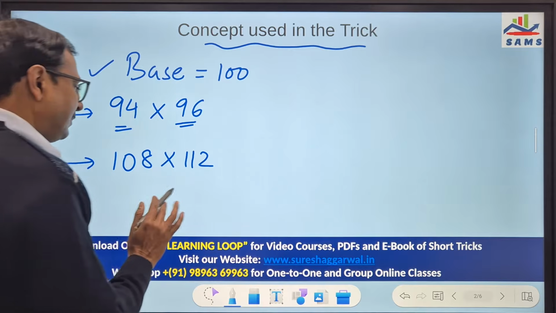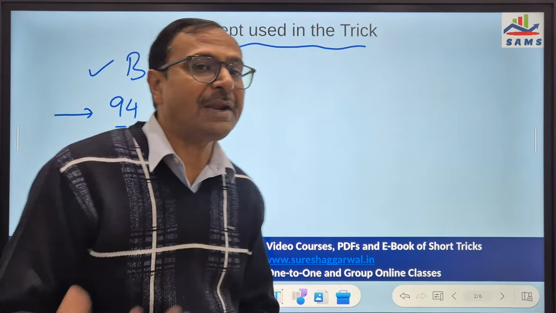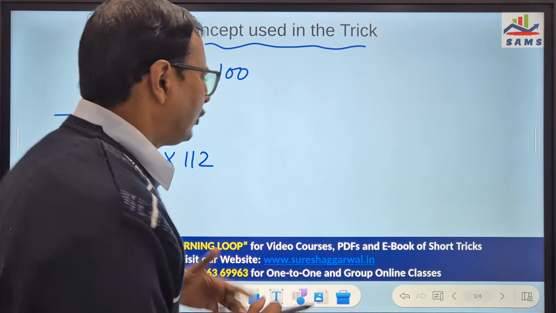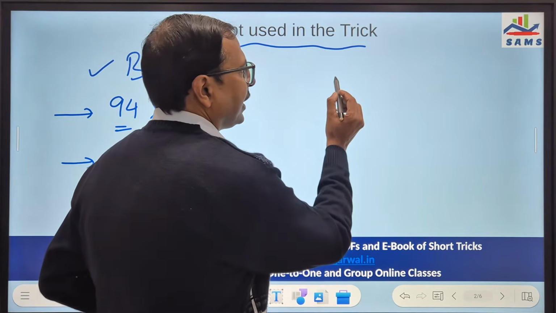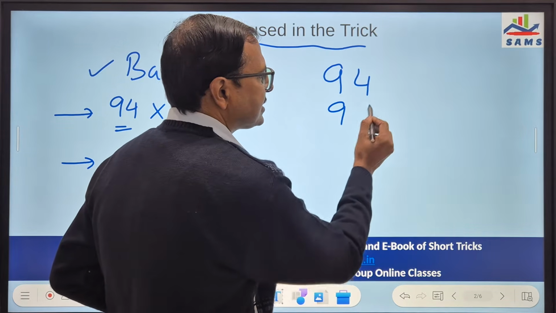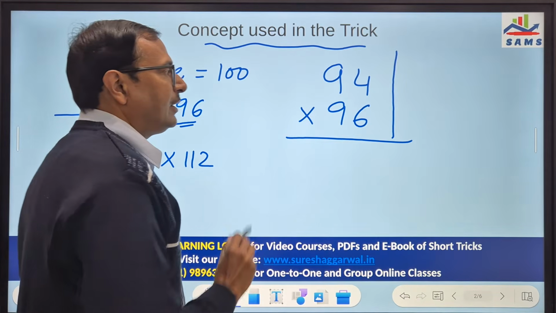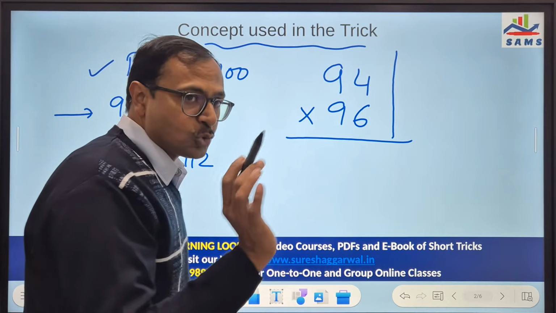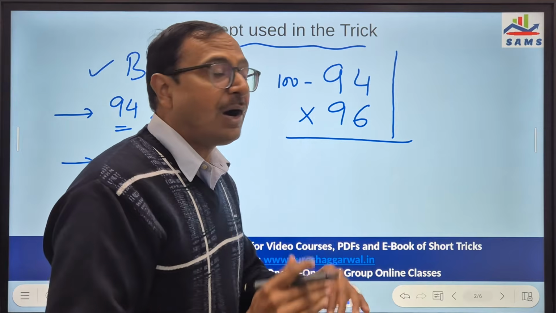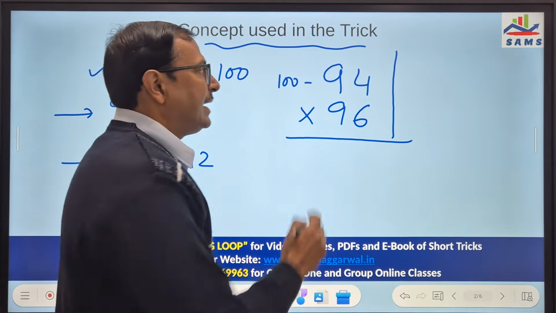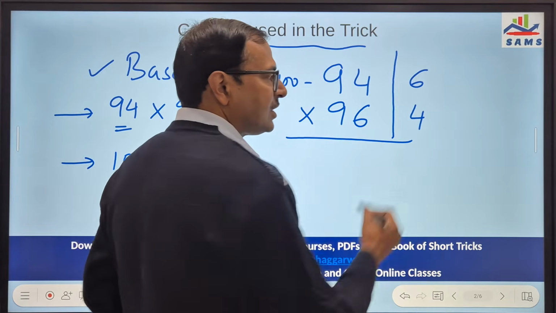Now, sometimes one number can be above 100 and one can be below 100. We have a separate trick for that also. So, for the time being, I am going to consider these type of numbers. Now, what do you do here? Now suppose I am doing 94 and 96 multiplication. So I will write it like this, and now because both of them are close to 100, 100 minus 94, that means the deficit. How much is 94 less than 100 is just 6, right? And 100 minus 96 is just 4.